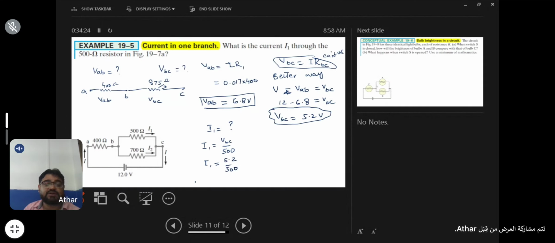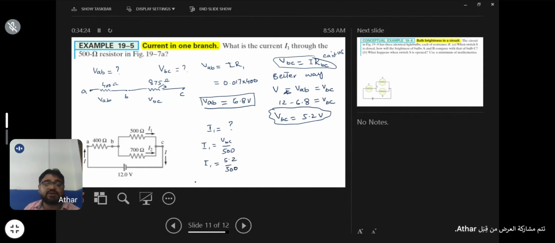7.4 times 10 to the power of negative 3, so in milliampere it is 7.4, approximately 7 milliampere. We use VBC twice because VBC is the same for them. Now tell me, I1 is 10 milliampere, I2 is 7 milliampere. What was the total? 17 milliampere. So it is also checked that the total current is distributed into I1 and I2.